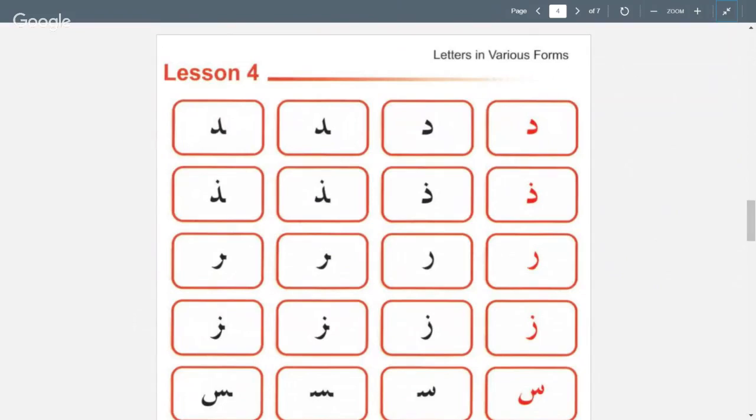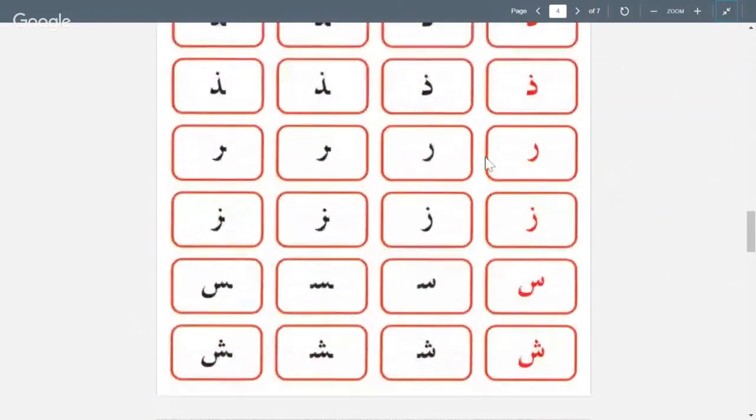Ra and zay, remember, also are one-way connectors. So again, you only have two shapes. Either ra looks like this, or it's connected to what precedes it, and it looks like these. Same thing with zay, either by itself or when it's preceded by a letter.